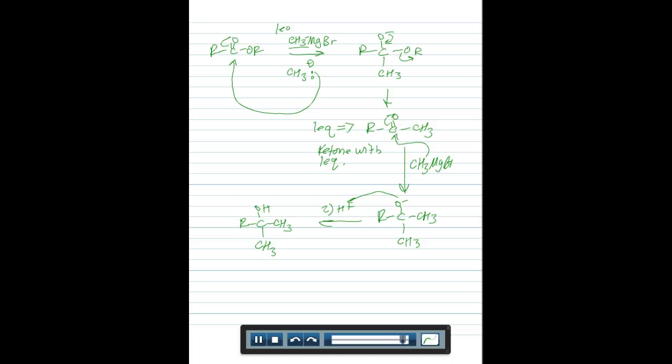So 1 equivalent stops at the ketone. If you add the second equivalent, you can go ahead and make the alcohol. So there are 2 possible reactions that you can do.